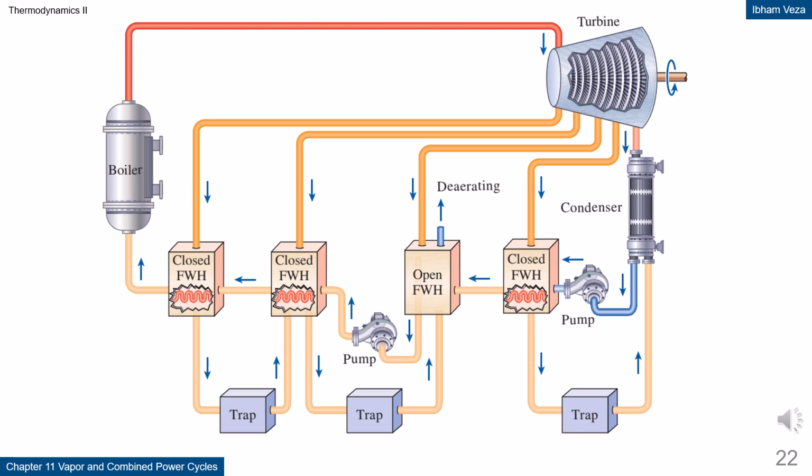The de-aerator removes dissolved gases that are harmful to equipment. Condensate traps ensure that only heat is transferred, not mass. The entire system is designed to achieve the highest possible efficiency.